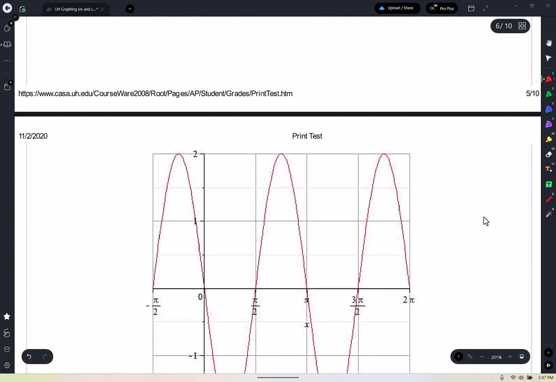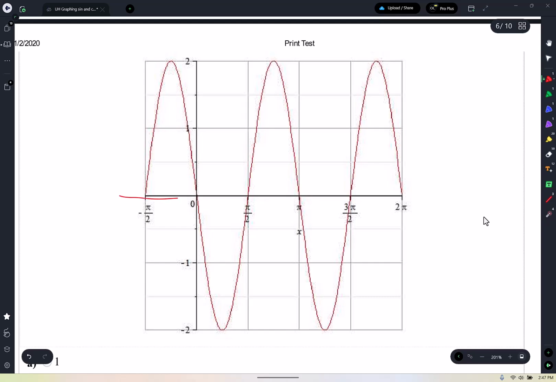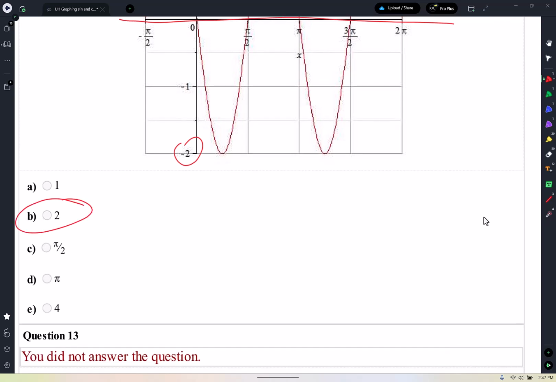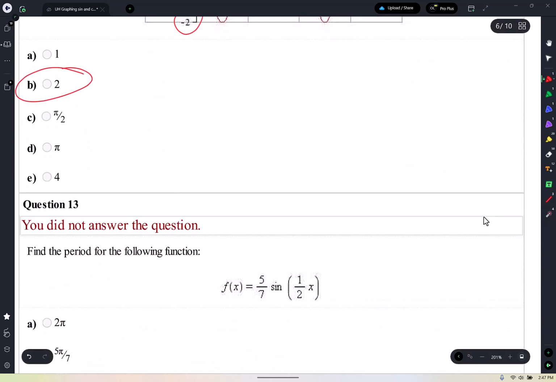Find the amplitude. The midline seems to be the x-axis. I see a positive 2. I see a negative 2. The amplitude is 2. So those are going to be very straightforward. I don't think you'll have any issues with them.